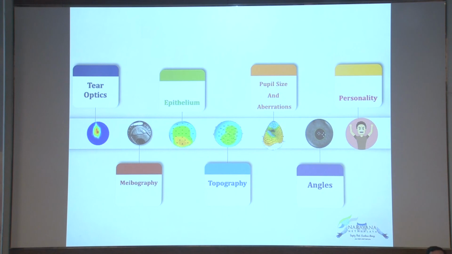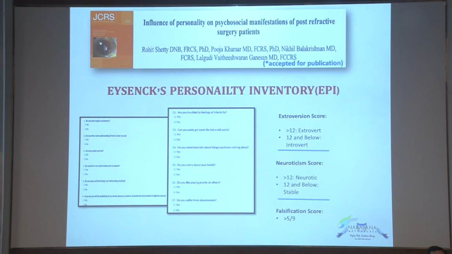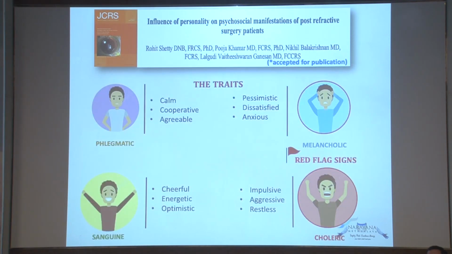And nonetheless, everything done, sorted out, ruled out, if the patients are still unhappy, of course the answer lies in personality. Patients might not tell you that they have a personality issue, but there is a freely available questionnaire, the Eysenck personality questionnaire. Just ask them to fill in the questionnaire, and it will give you information on whether the personality is normal or abnormal. If the patient is melancholic or choleric, that is a red flag sign, it's an abnormal personality. They are aggressive, restless, anxious, and always dissatisfied. So you cannot do anything in it.